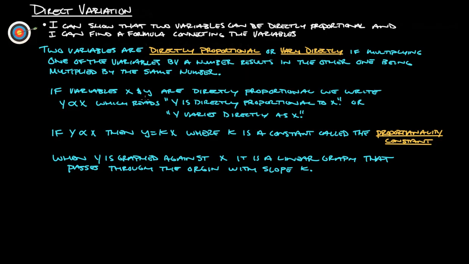If variables x and y are directly proportional, we write y varies directly as x, or y is directly proportional to x. If y varies directly with x, then y equals k times x, where k is a constant called the proportionality constant. When y is graphed against x, it's a linear graph that passes through the origin and has slope k. It's super important that you realize that it passes through the origin. If it doesn't pass through the origin, then it's not directly proportional.